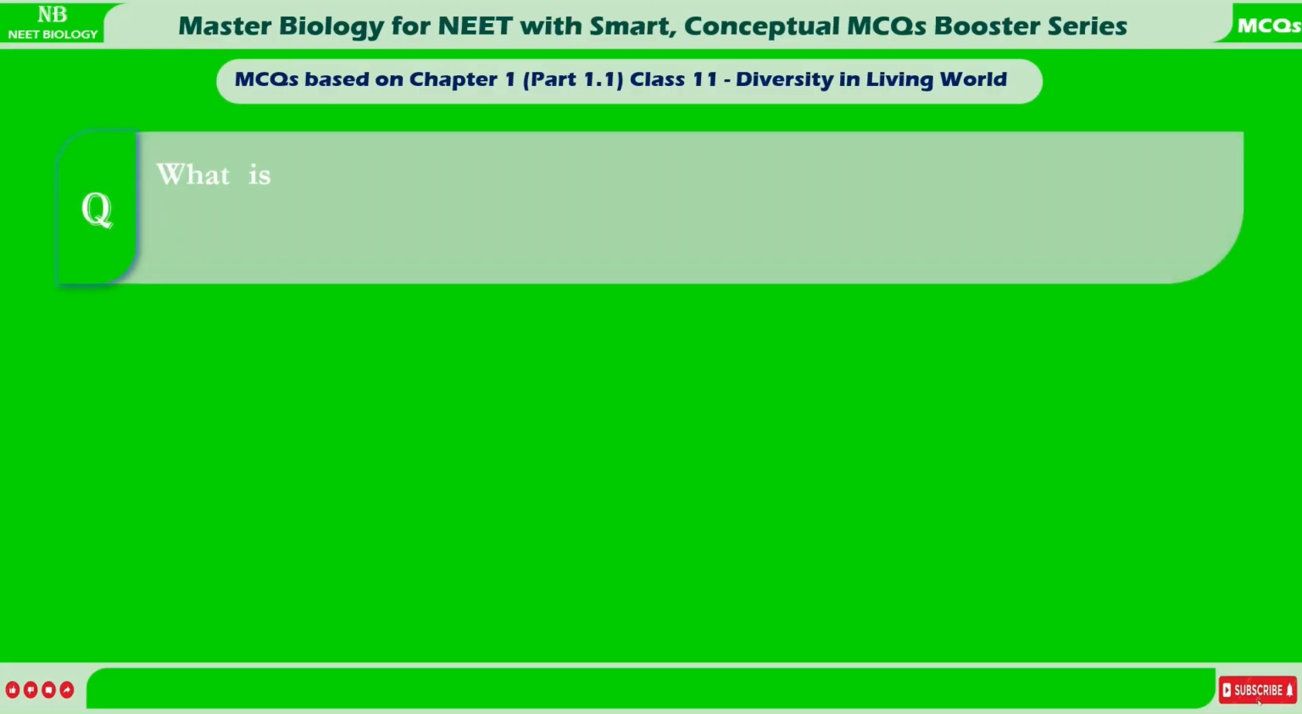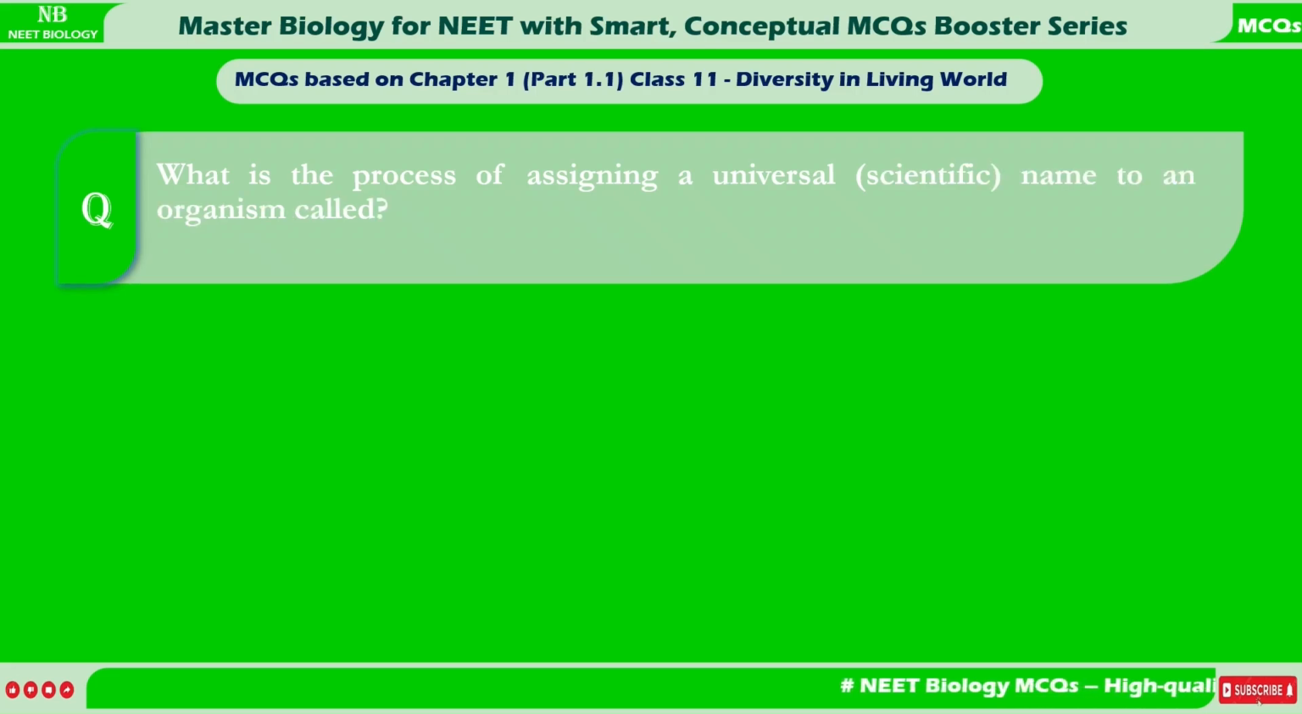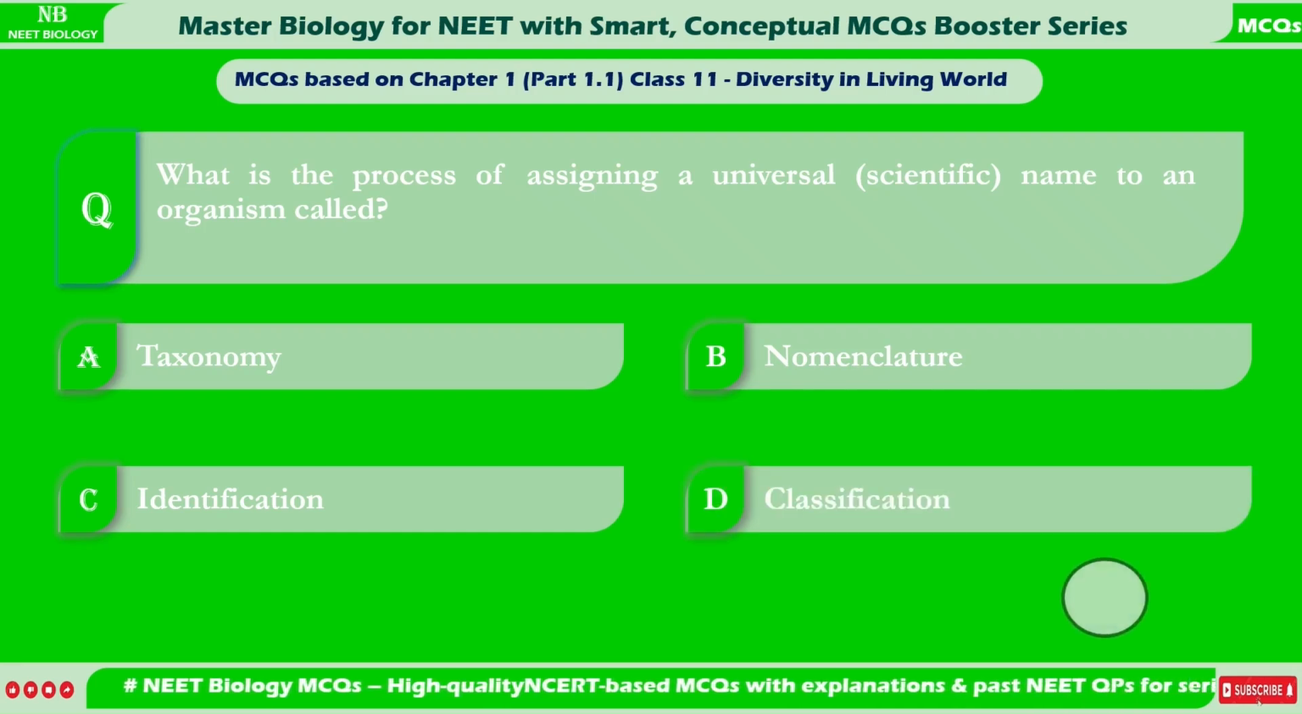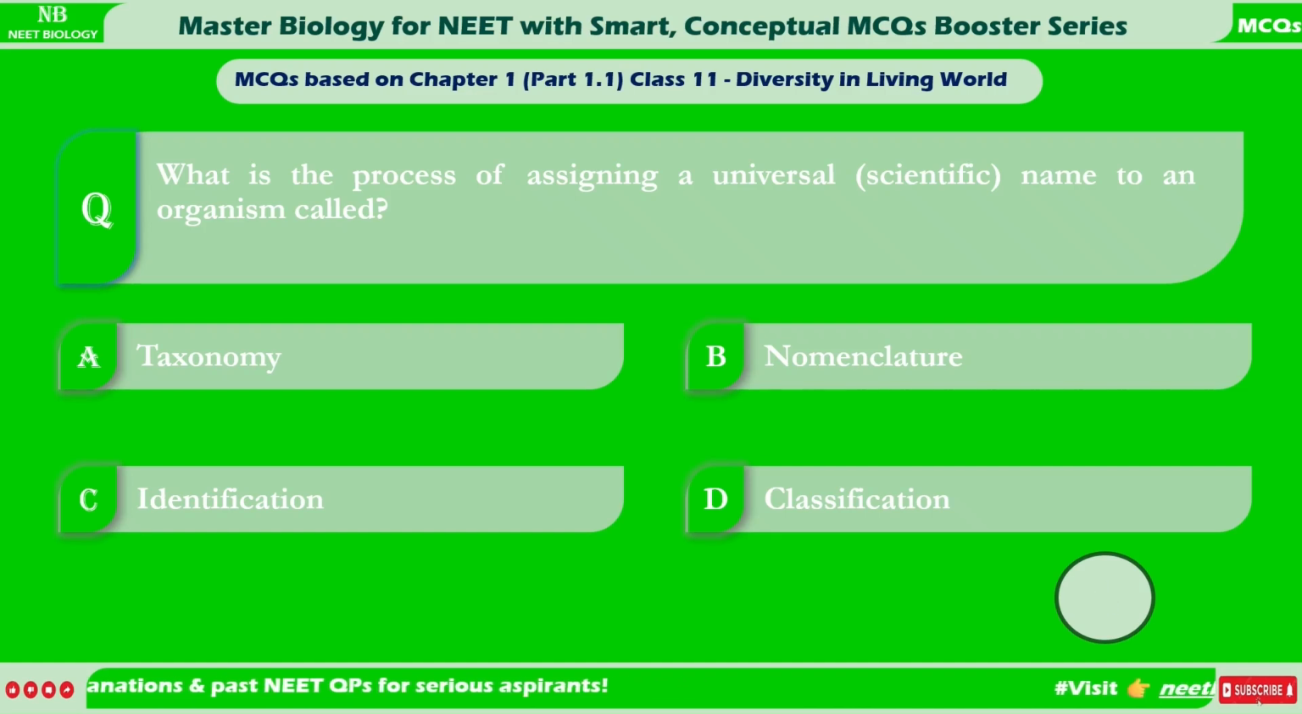What is the process of assigning a universal, scientific name to an organism called? A. Taxonomy. B. Nomenclature. C. Identification. D. Classification. Correct answer is B. Nomenclature.